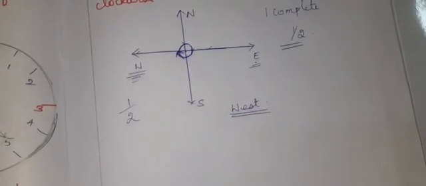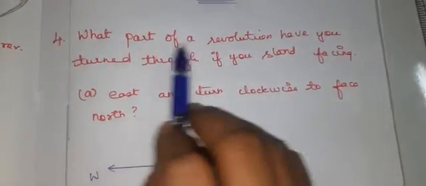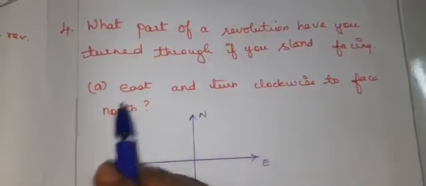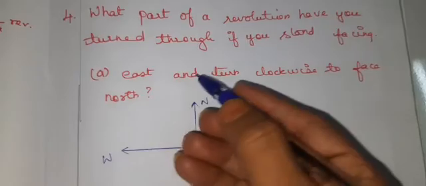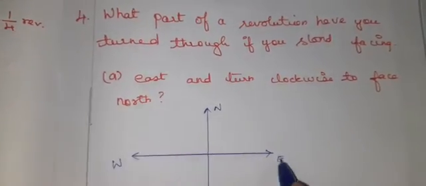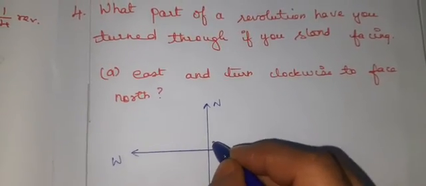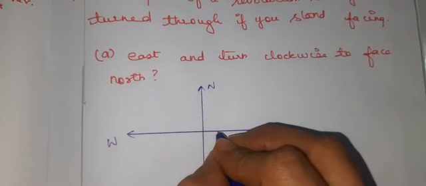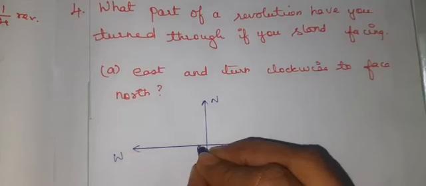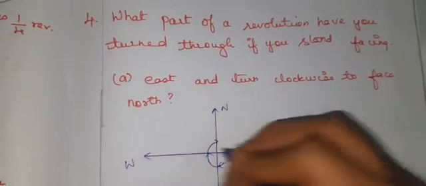Now let's solve the fourth problem. Fourth question: what part of the revolution have you turned through if you stand facing? So this is the question given and they have given sub parts of it. You are facing in east direction and you are turning clockwise to reach north. So from east you are moving first to south, then south to west, again west to north.